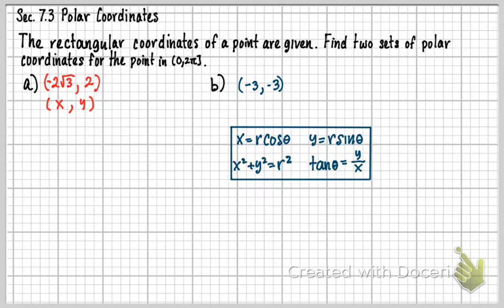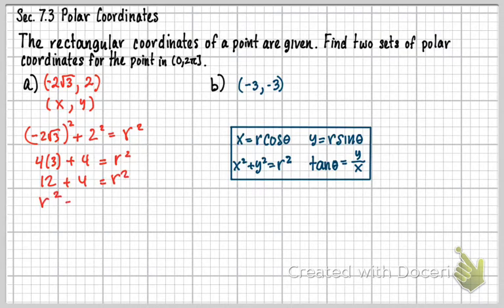The first one is x squared plus y squared equals r squared. So that simply means I'm going to go negative 2 square root of 3, squared, plus 2 squared, and that's going to equal r squared. When I square this, that's just going to be a 4, because a negative times a negative is positive. So I get 4 times 3 plus 4 equals r squared. This is 12, so 12 plus 4 equals r squared. That means r squared equals 16. Then r equals, in general, plus or minus 4, because when I square root both sides, it introduces a plus and minus. We'll just keep those there for now.